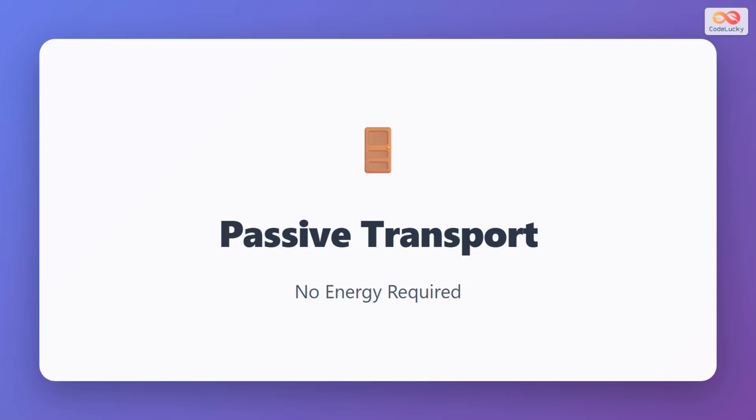Welcome to this lesson on passive transport. Passive transport is one of the fundamental ways that cells move substances across their membranes. Unlike other transport methods, it requires no energy from the cell, making it an efficient and natural process that occurs continuously in living organisms.